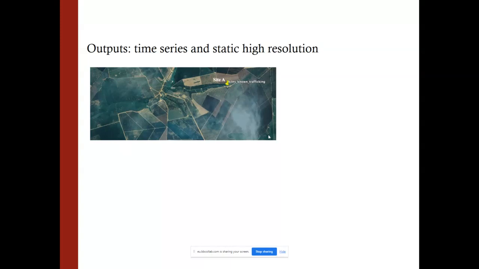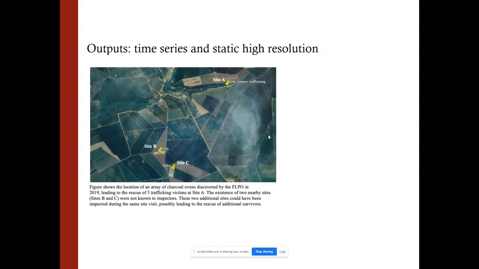Historically we can look at their data and see that they ran an operation at this one site back in 2019, and when they went in, they moved about a dozen people, like inspectors, in. That's hard to get to. And when they went there and evaluated, they found 5 people who were being trafficked, who were essentially in slave labor. When we look at it with our data, we can see that there are actually 2 other sites very close by that they were not aware of at that time. And if they had deployed, we think they probably would have found a few other people.